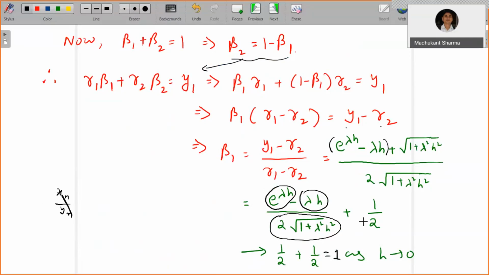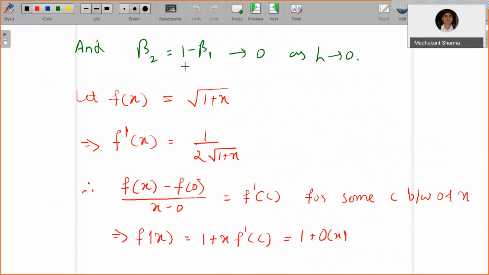If you take h as small as possible, beta 1 is going closer to 1. Now, once beta 1 is going closer to 1, what is the definition of beta 2? It is 1 minus beta 1. So as h tends to 0, beta 2 goes to 0. This is what had happened. Beta 2 goes to 0 as h tends to 0.